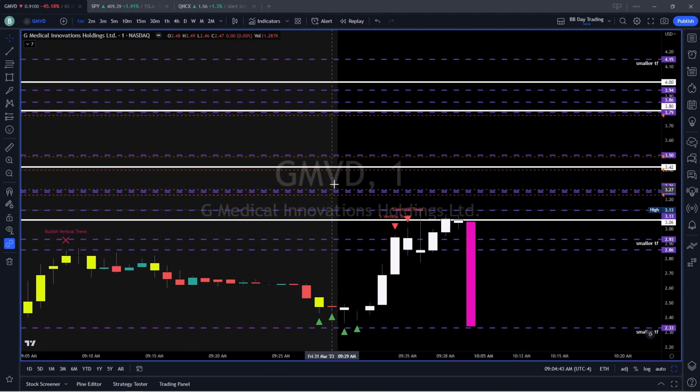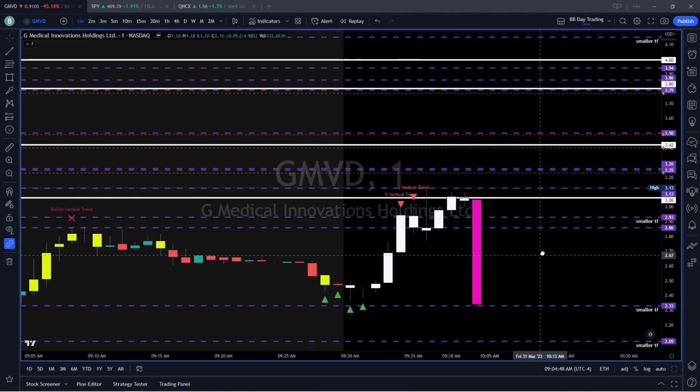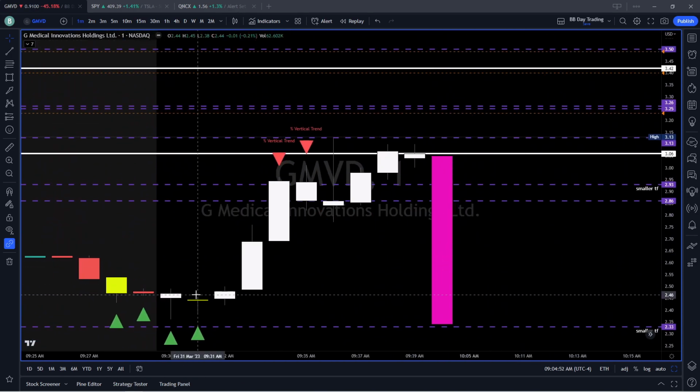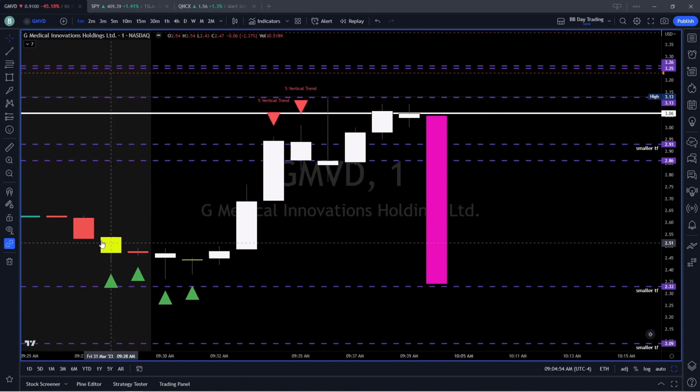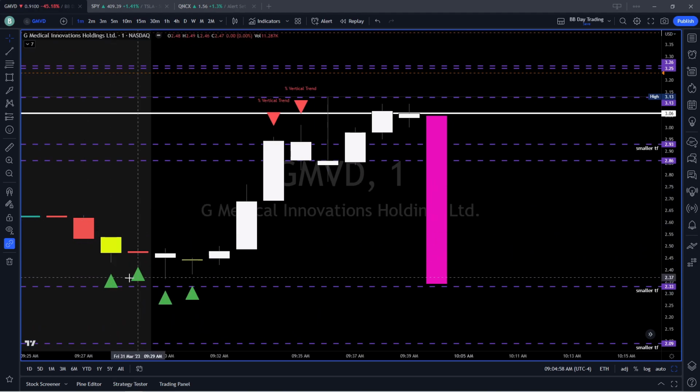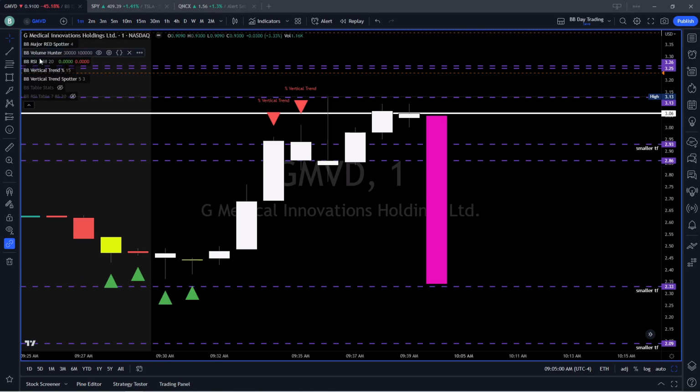So we have all these lines up here, right? All these lines are telling me that there's a lot of resistance up there, and so there might not be a whole lot of potential for possible growth on my trade. And we come over here, you see these green arrows right before market open. This is the regular market session. This is the pre-market session. The green arrows are the BBRSI indicator.